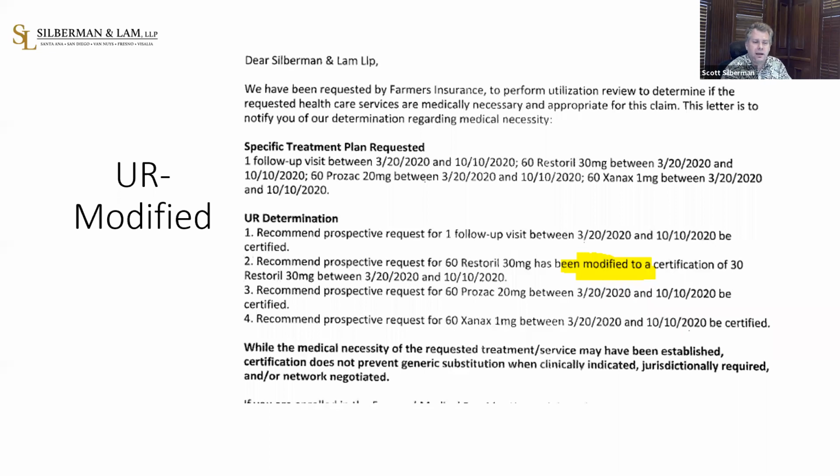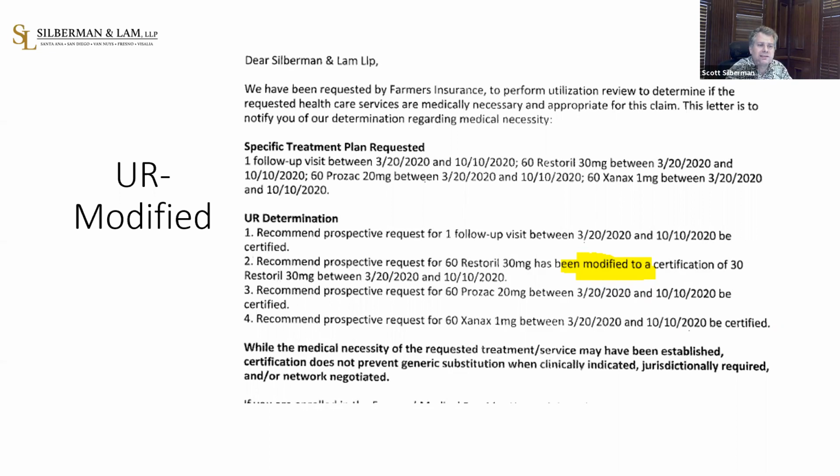All right, so there's 3 things that can happen to a utilization review. It can be approved, it can be denied, or we can be given a modification. So what's a modification? Well, the most common thing we see for modifications is going to be the quantity. It's going to be the quantity of medication that's dispensed. It's going to be the quantity of physical therapy that's approved. That's usually what we see when it's a modification.